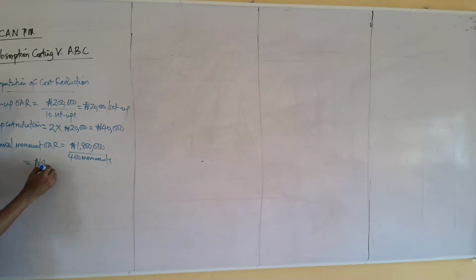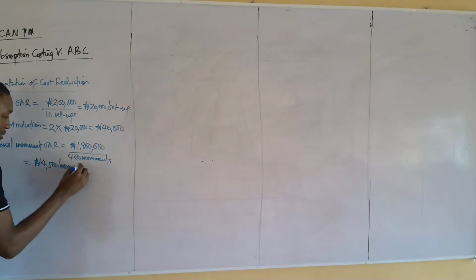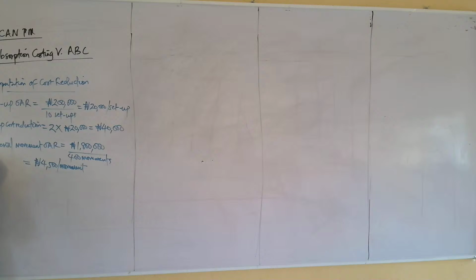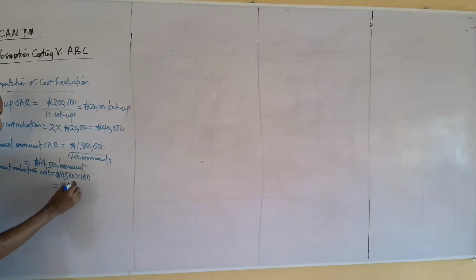4.5 per movement. So now to get the movement reduction cost, how many movements go from this design? 100 movements, Abi. So that gives us a total of what? 450.